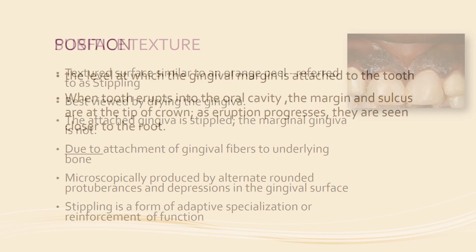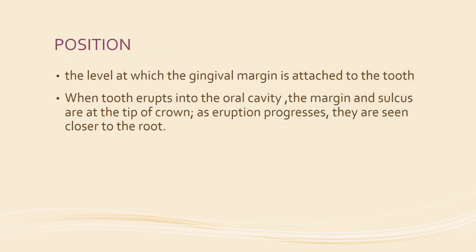Coming to position, the gingiva is at the level at which the gingival margin is attached to the tooth. When the tooth erupts into the oral cavity, the margin and sulcus are at the tip of the crown. As eruption progresses, they are seen closer to the root.